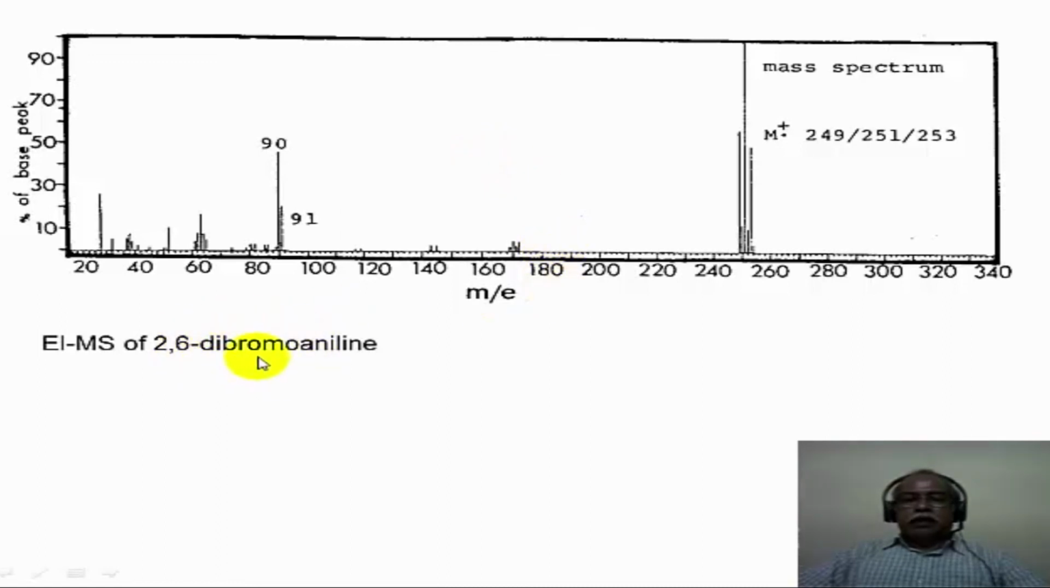This is a compound containing two bromines, for example, 2,6-dibromoaniline. Both the bromines can be 79, one bromine can be 79 and the other bromine can be 81, or both the bromines can be 81. There are three possibilities. In the ratio of 1:2:1, you get the molecular ion peaks 249, 251, 253 corresponding to m, m plus 2 and m plus 4 ions of this particular molecule.